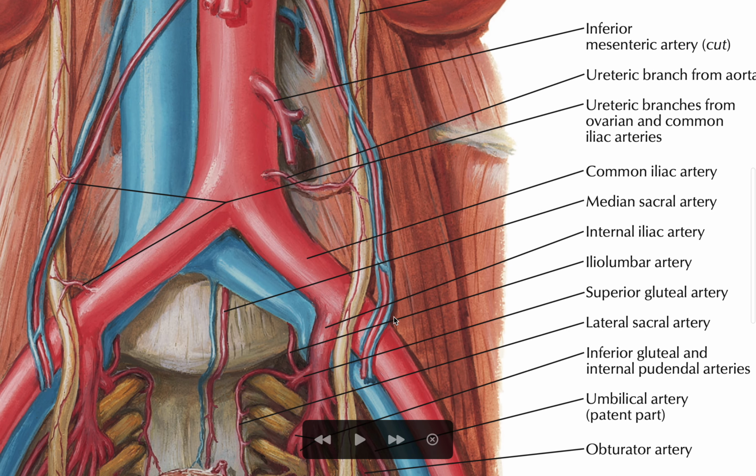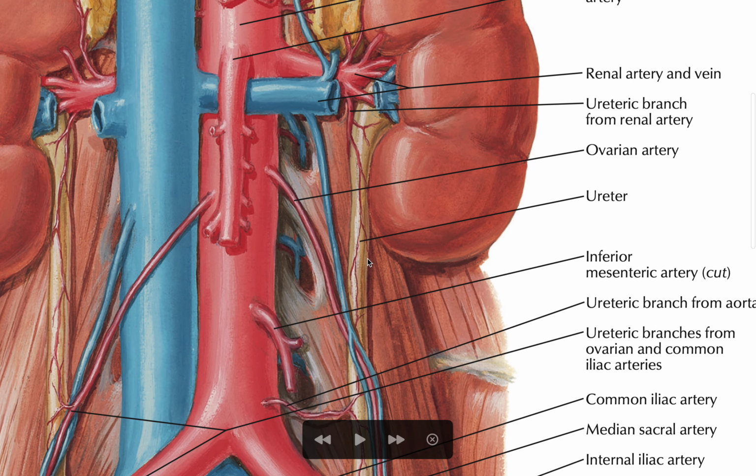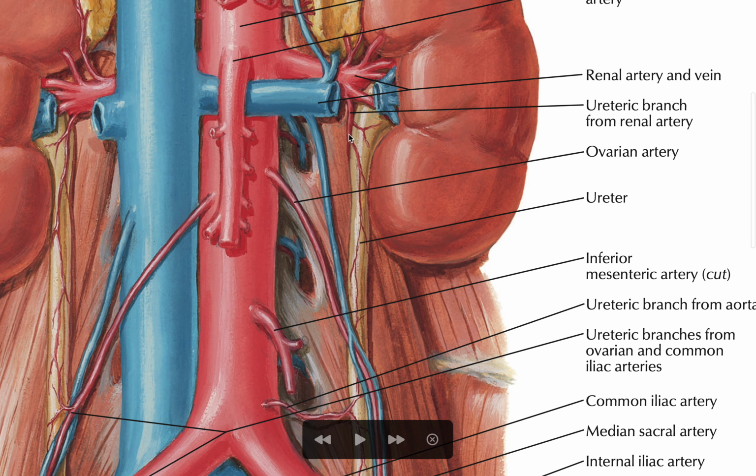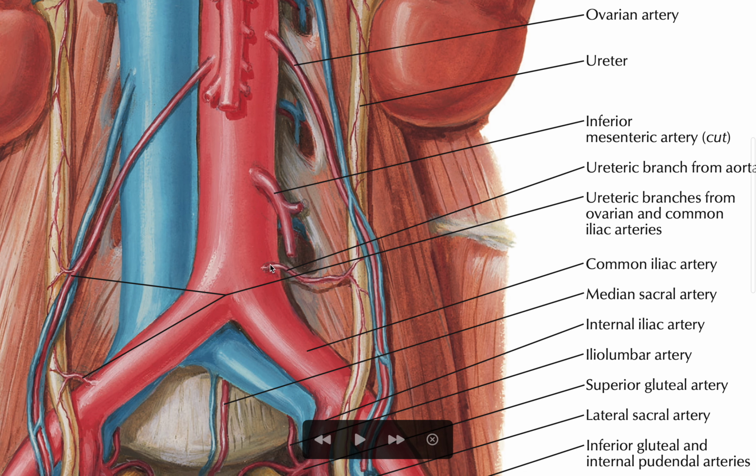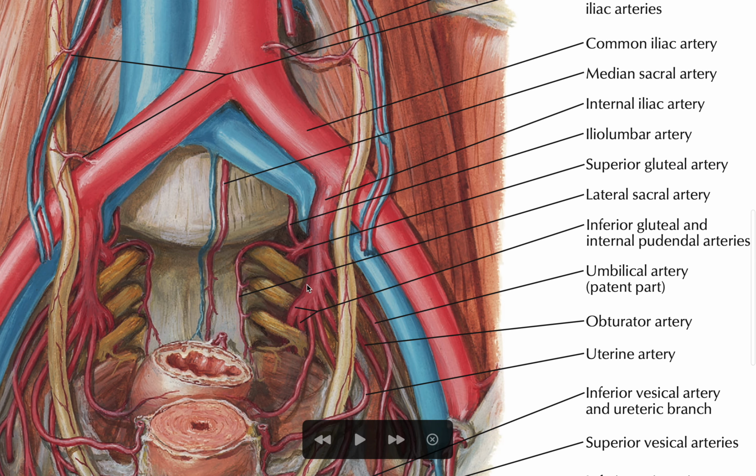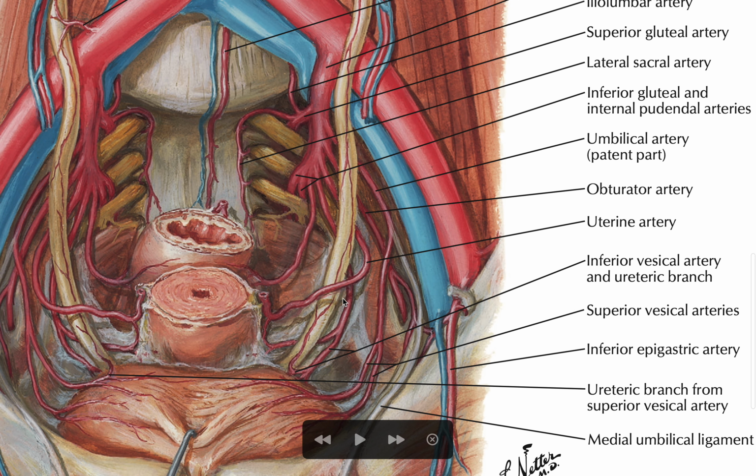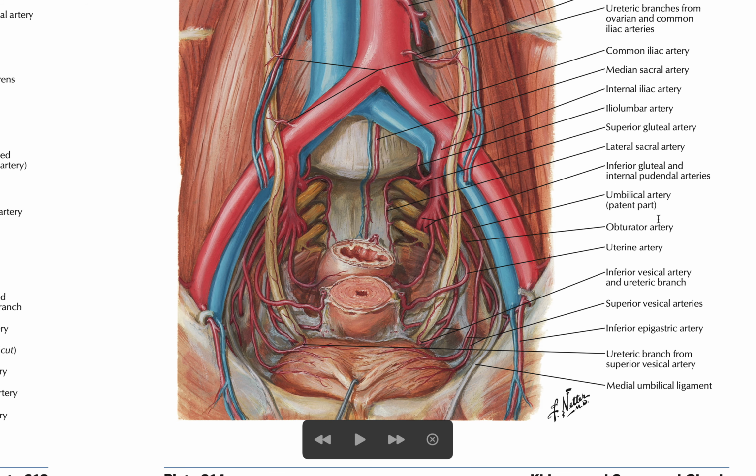So let us summarize the blood supply. The superior third is supplied by the ureteric branch from the renal artery. The middle third is supplied directly by a branch from the abdominal aorta, and the distal part is supplied by the inferior vesical artery and the ureteric branch of the internal iliac. Both are branches from the internal iliac artery. So this was all about the ureter.